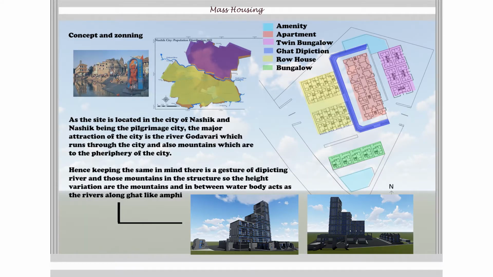The major concept was to design a housing scheme, keeping it functional and depicting the Nasik city in it. The major attraction of the city is the river and the mountains, which are on the periphery of the city. Hence, keeping the same in mind, there is a gesture of depicting the river and those mountains in the structure. So the height variation acts as mountains, and in between, the water body acts as the river along with a ghat-like amphi.